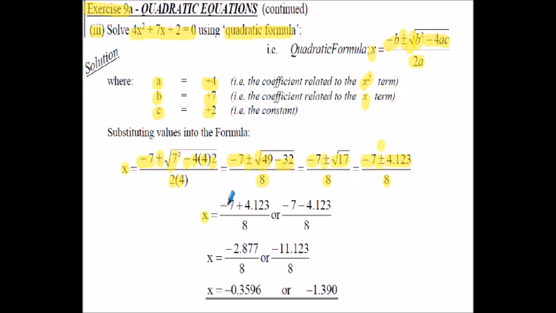So first solution, x is equal to minus 7 plus 4.123 divided by 8, and the second solution is minus 7 minus 4.123, all divided by 8. So in the arithmetic on that, x is equal to minus 2.877 divided by 8, or x is equal to minus 11.123 divided by 8. Just be careful of your directed numbers there when you're doing the arithmetic. Evaluating those expressions, we get x is equal to minus 0.3596 as a first solution for x, or x is equal to minus 1.39 as a second solution.